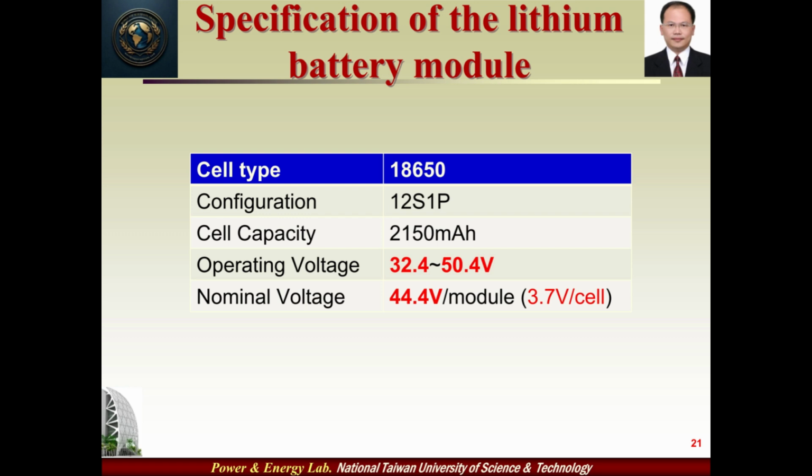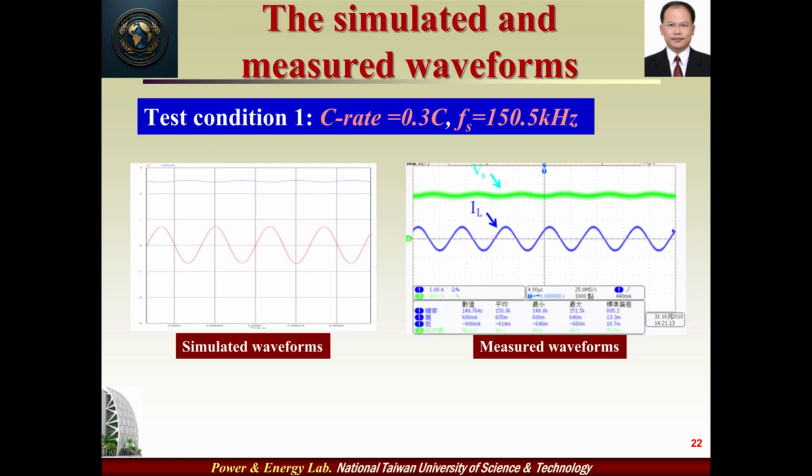In this study, a lithium battery module with 18650 packages is tested to verify the proposed diagnostic system. A lithium battery module having 12 cells connected in series serves as the test target, and its specification is listed here. This slide shows the simulated and measured current waveforms of the proposed sinusoidal load. The C rate is 0.3 C while the switching frequency is 150.5 kHz. All the simulation and experimental results verify that the sinusoidal current waveform is the same as the theoretical prediction.